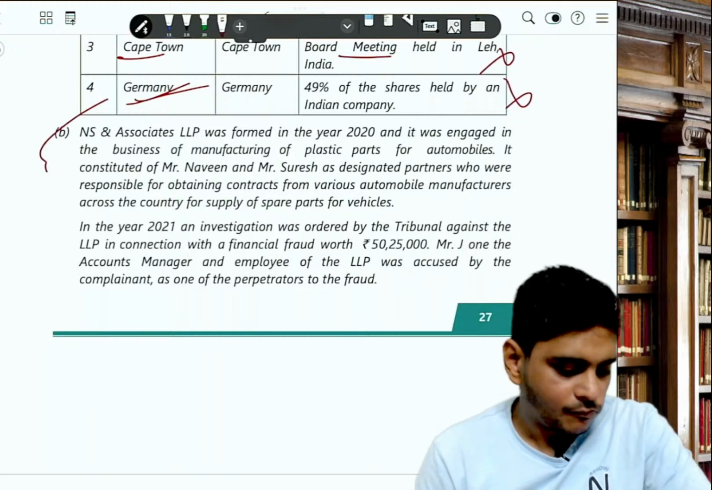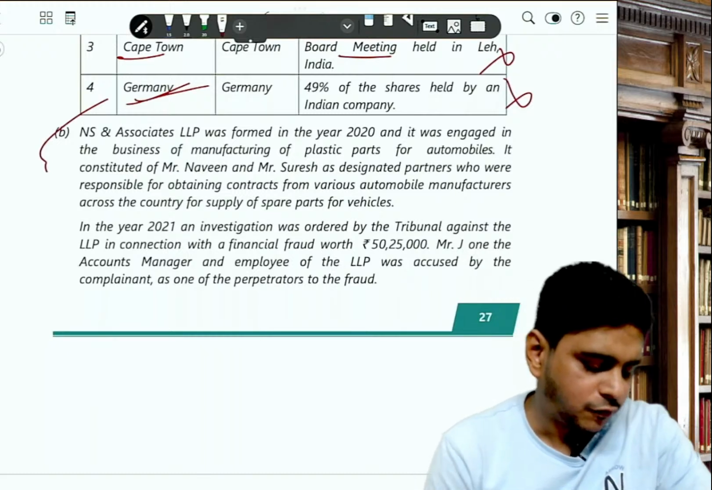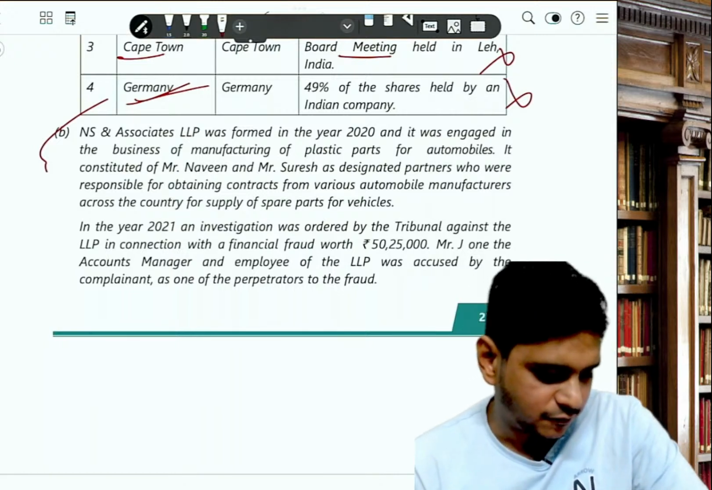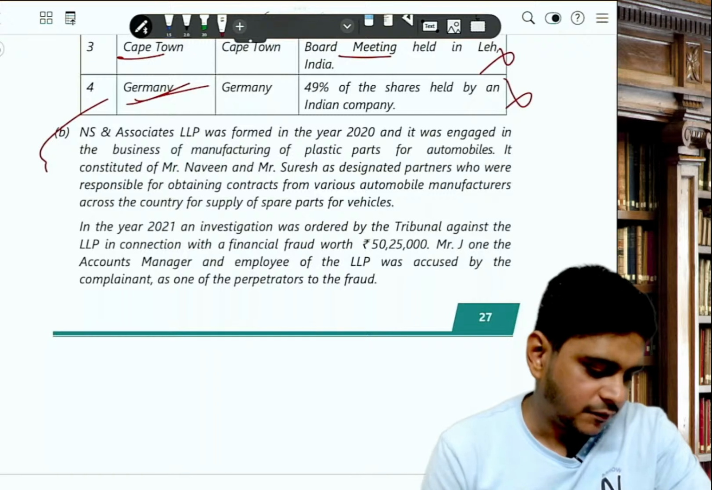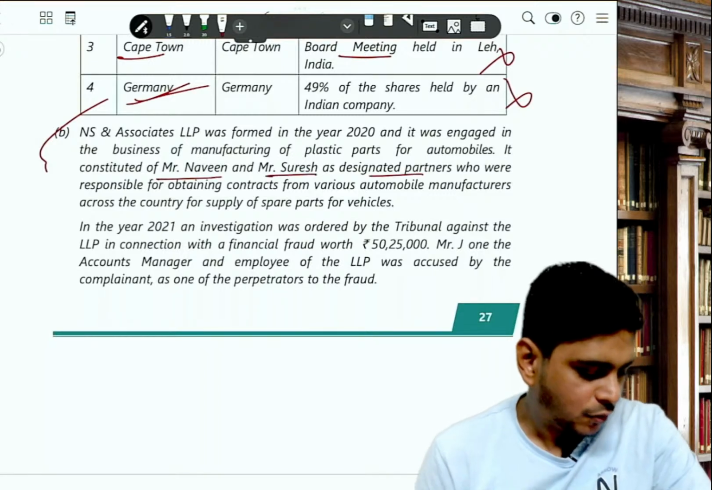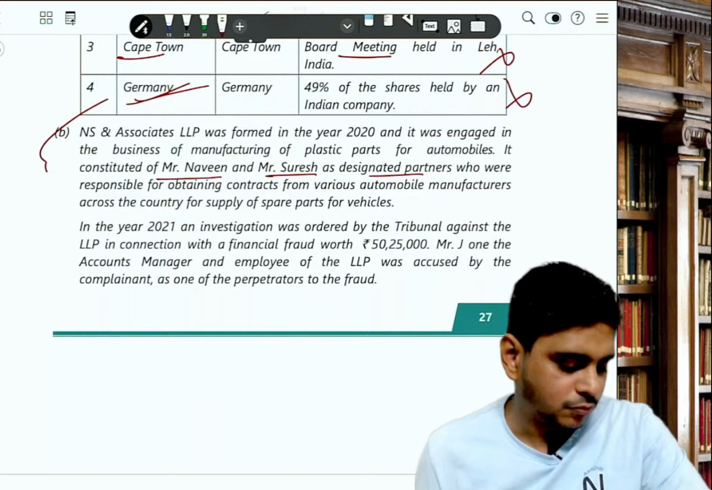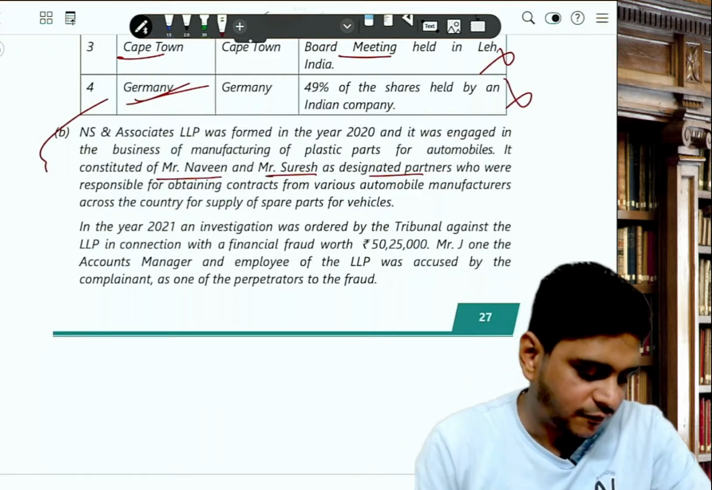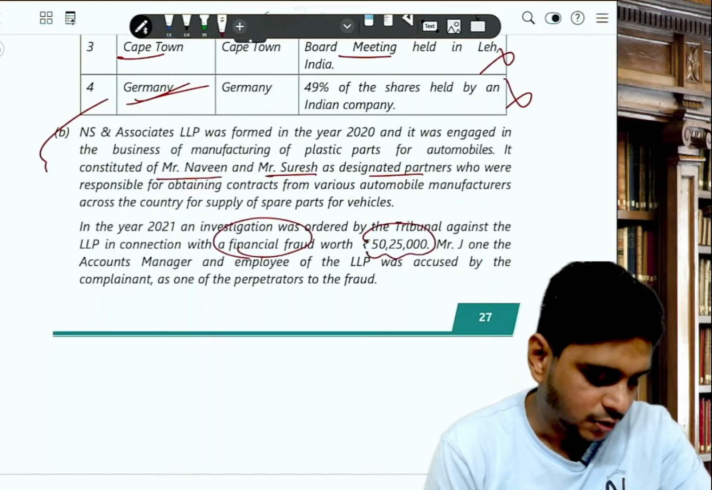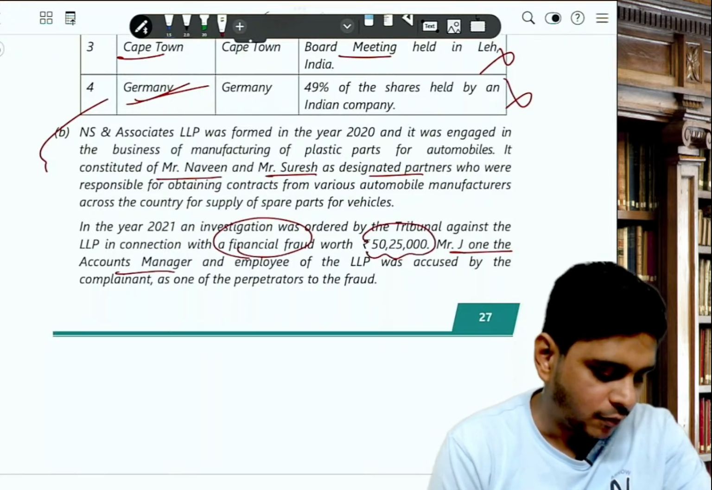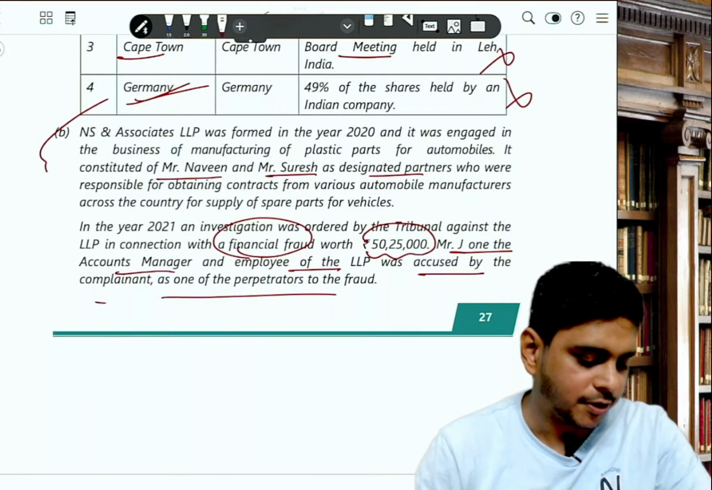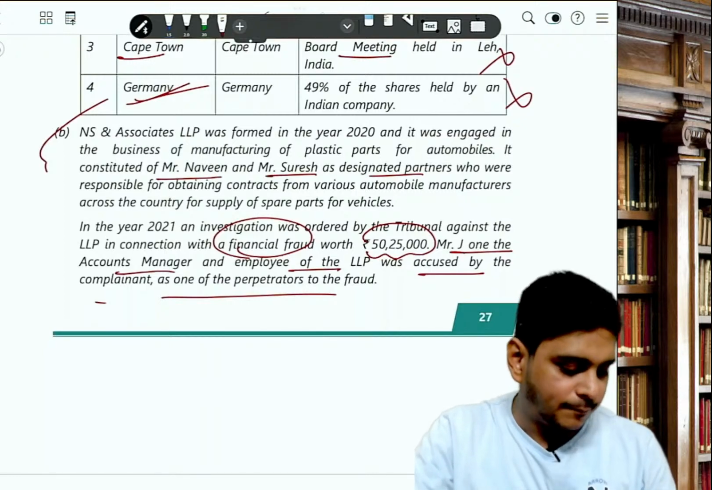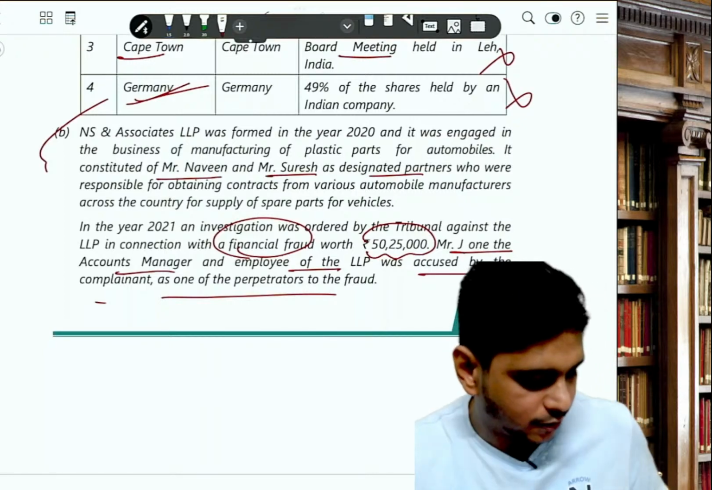B. NS and Associates LLP was formed in the year 2020 and was engaged in the business of manufacturing plastic parts for automobiles. It constituted Mr. Naveen and Suresh as designated partners, who were responsible for the contracts from various automobile manufacturers across the country. An investigation was ordered by the tribunal against the LLP in connection with a financial fraud. Mr. J, an accounts manager and employee of the LLP, was accused by the complainant as one of the perpetrators of the fraud.